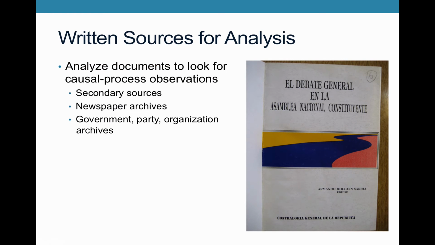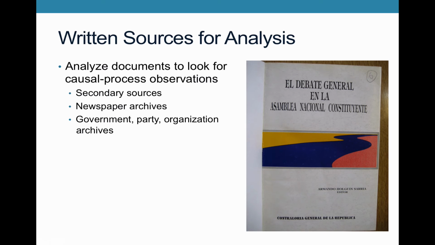A third form of the qualitative data that we use would be written sources, and this can take a number of different forms. So we analyze documents to look for causal process observations. Doing qualitative research doesn't necessarily have to mean that you go jetting around the world. You can use a lot of resources that we have here in our own library. So this can involve secondary sources.